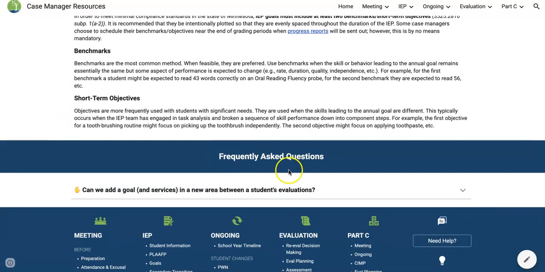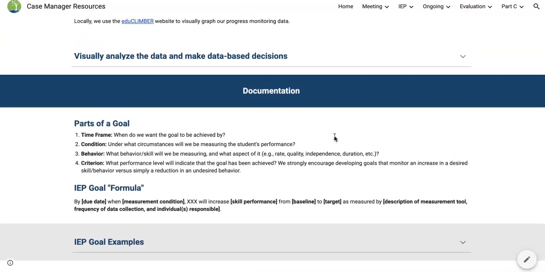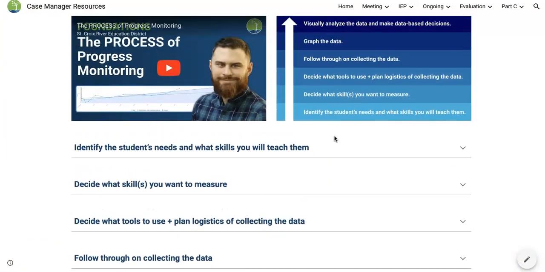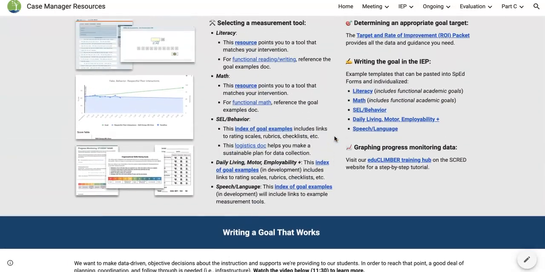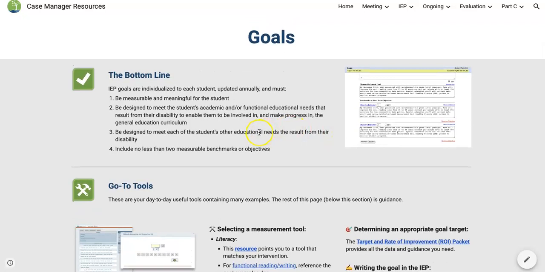Down here, we do have some frequently asked questions. And again, just know that this is your page on Case Manager Resources, highlighting where all of the different things are located when you're going to be working on writing compliant goals and objectives.